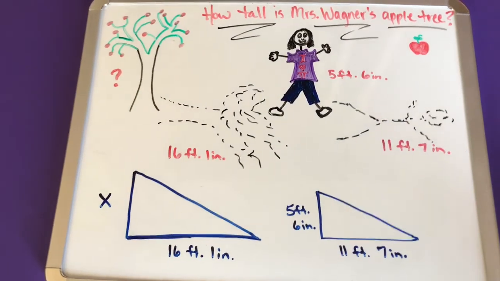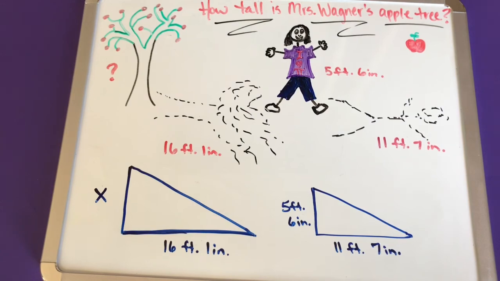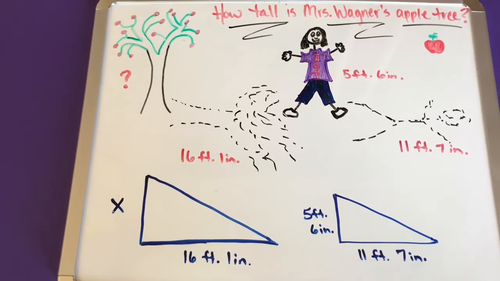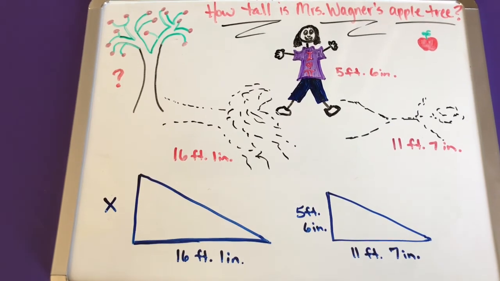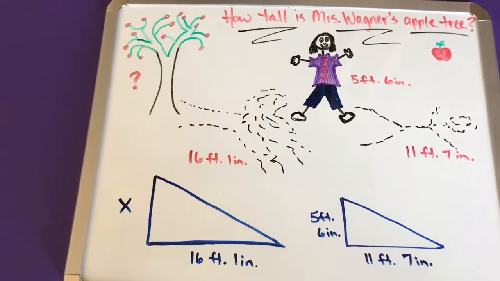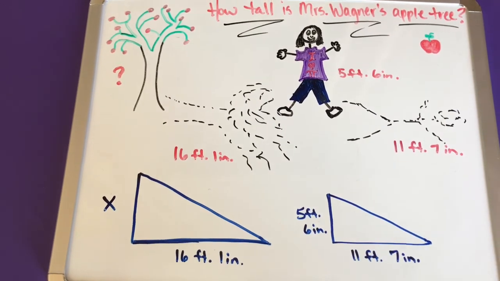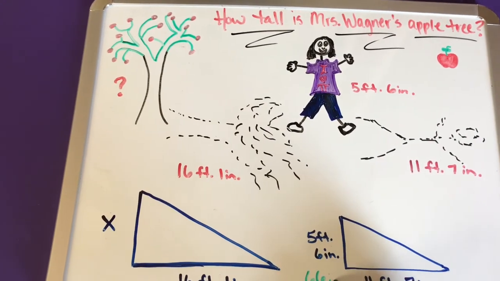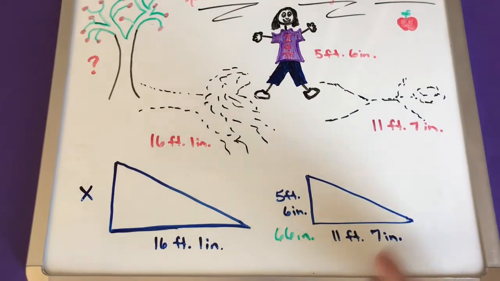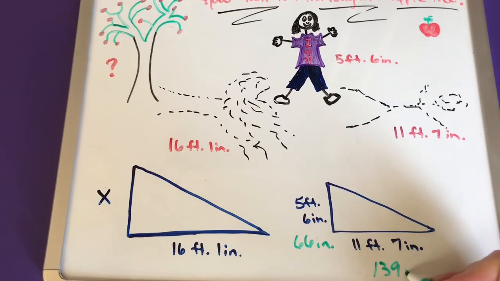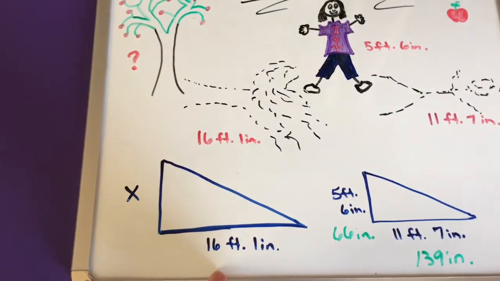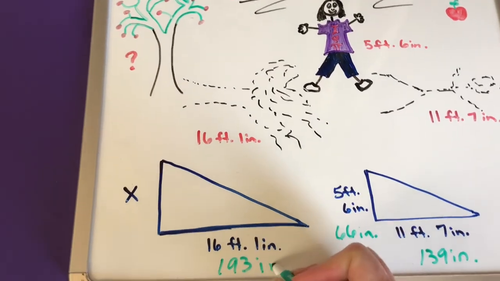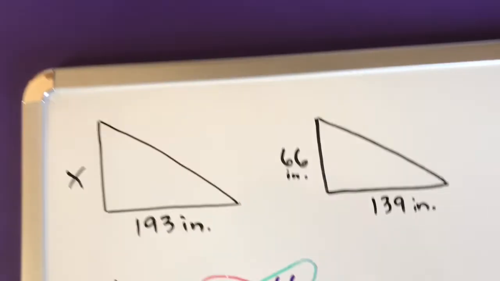Okay, and so what we need to do though, we need to convert this all to inches because we've got feet and inches. In order to do our calculations, we have to have it all in the same units. So for my height, I'm 5 feet 6 inches, so I'm going to take the 5 times 12 and add 6, so that's 66 inches. And 11 feet 7 inches, that's 139 inches. And the 16 feet 1 inch, that's 193 inches. Okay. So now I'm going to go to my calculations.